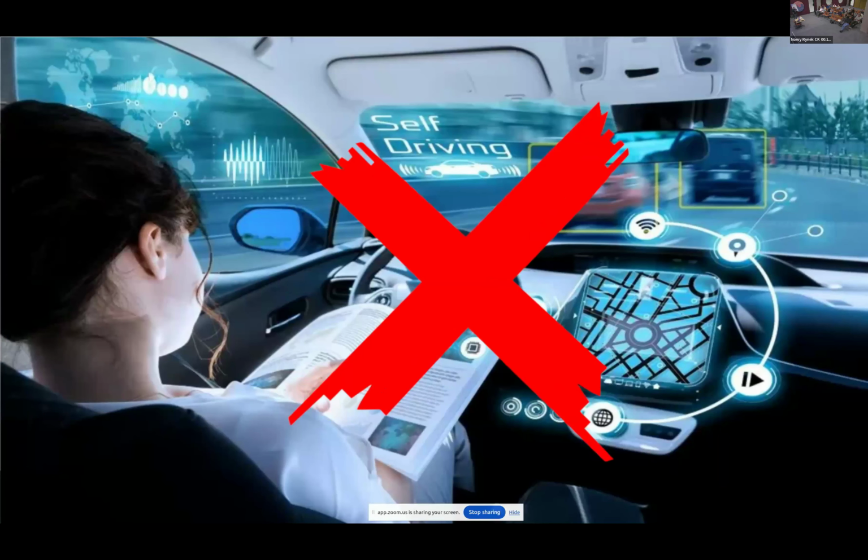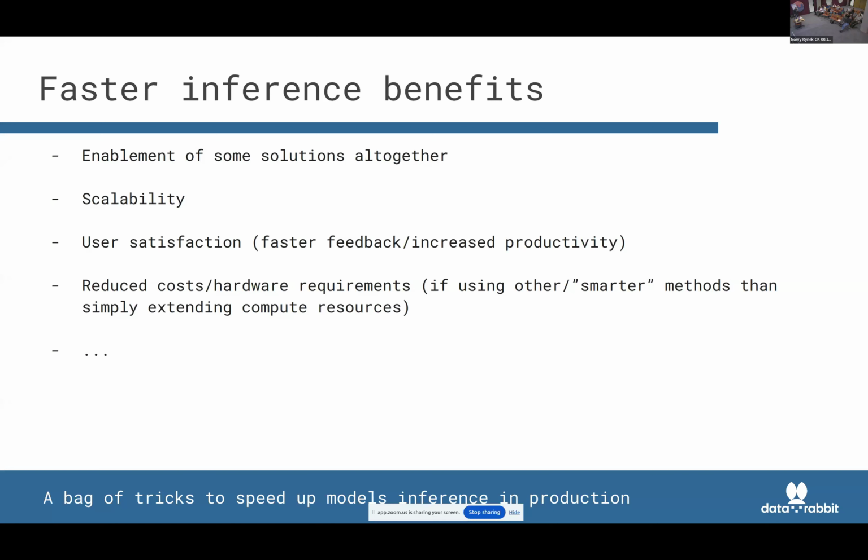Again, self-driving cars. A similar situation. We need the answer immediately in order for it to be useful, right? If I get a notification that, hey buddy, in front of us is a tree, run around, but I get it once I hit that tree, not really that useful, right? So the benefits of that are, first, some of the solutions are simply enabled, right?